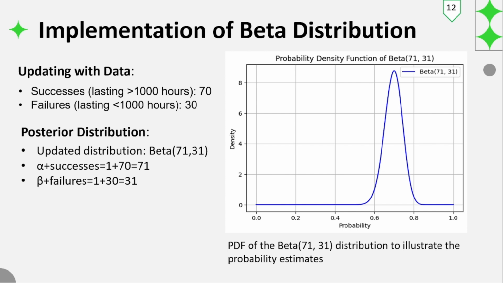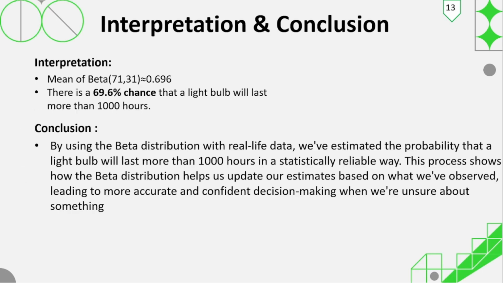For the PDF of the beta distribution, we can see elaborate examples of this kind of distribution. Here is the interpretation of what we have got. The mean of the Beta(71, 31) distribution is 0.696, which means there is a 69.6% chance that a selected bulb will last more than 1000 hours.